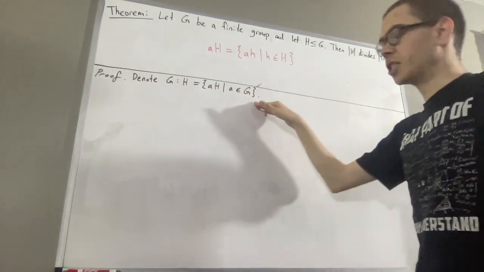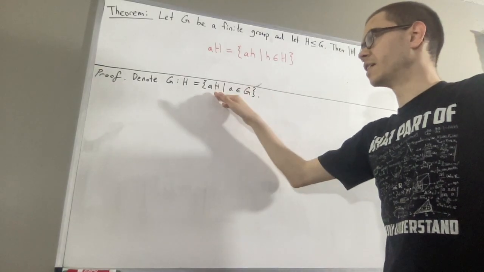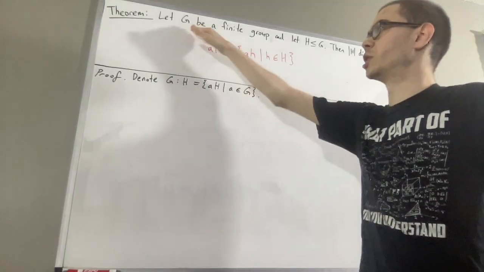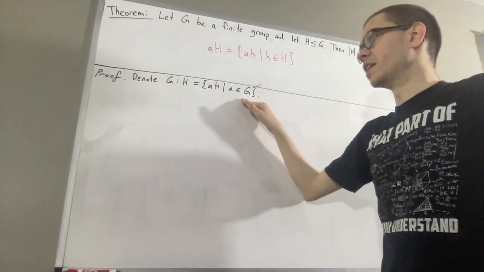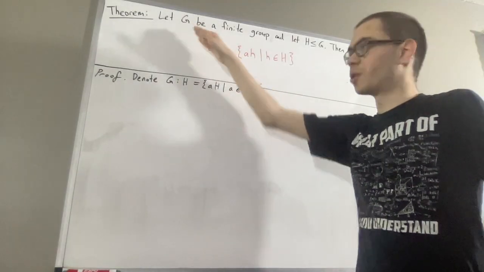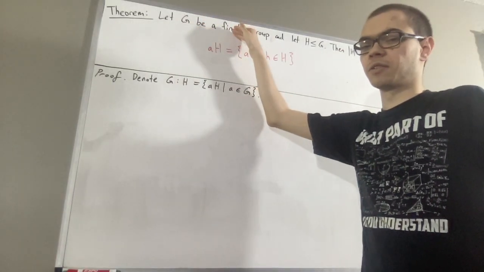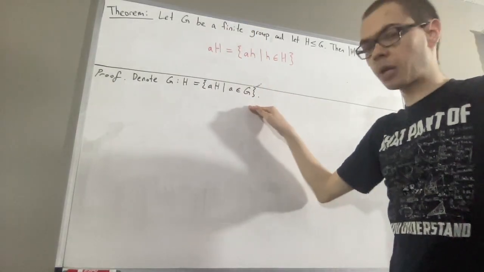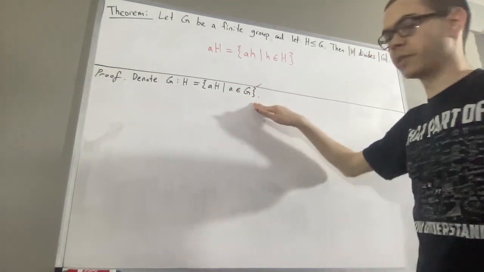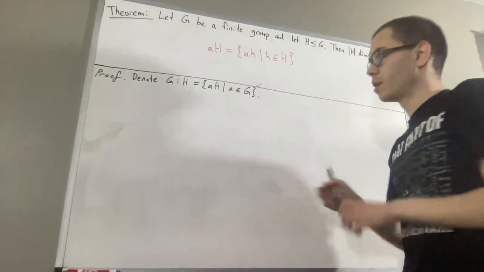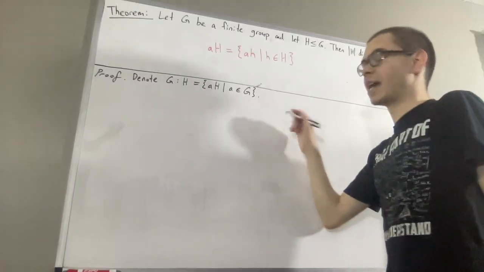Now this set is clearly a finite set, right? Because every element of this set is a subset of our group G. So in other words, every element of this set is an element of the power set of G. So since G is finite, it follows that the power set of G is finite. Well, since this set is a subset of the power set of G, and every subset of a finite set is finite, this set must be finite. So, because this set is finite, let's denote the number of elements in this set by n.